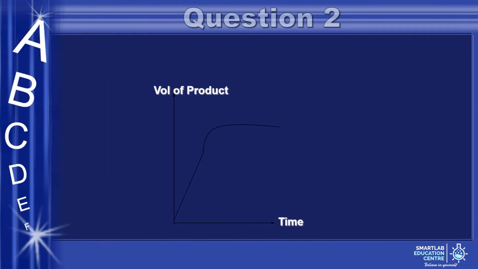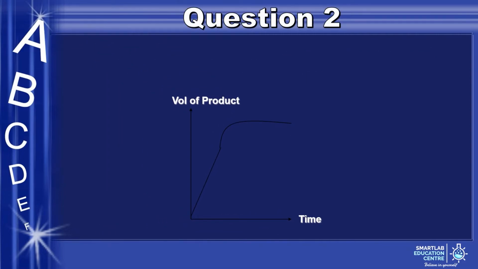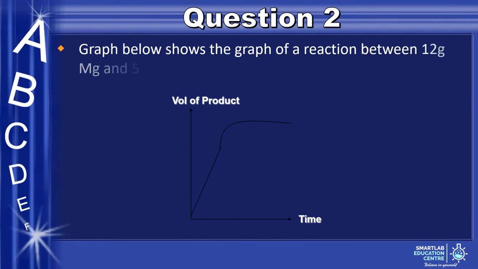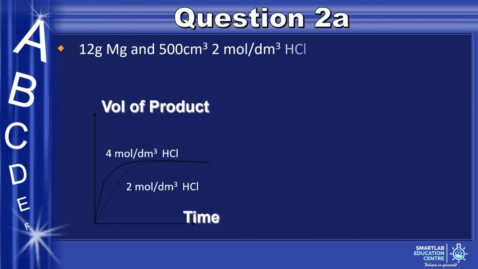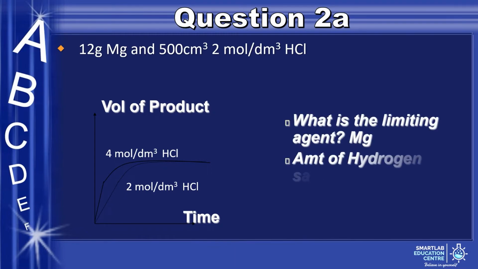Let's look at the second question. We are provided with the scenario as seen below. When the concentration of hydrogen chloride decreases from 4 to 2 moles per dm³, with magnesium as the limiting agent, the amount of hydrogen produced is the same. The rate of reaction decreases.